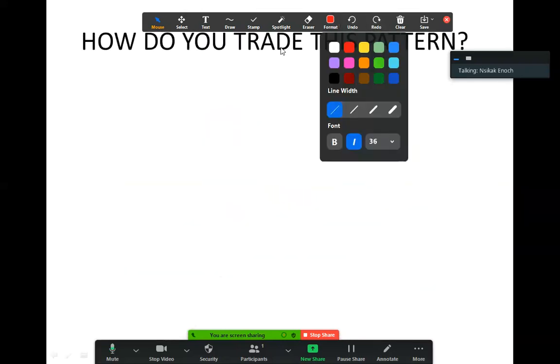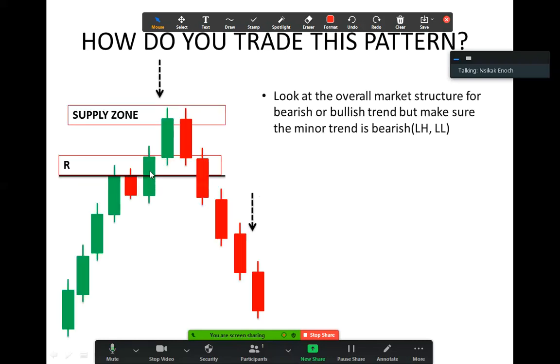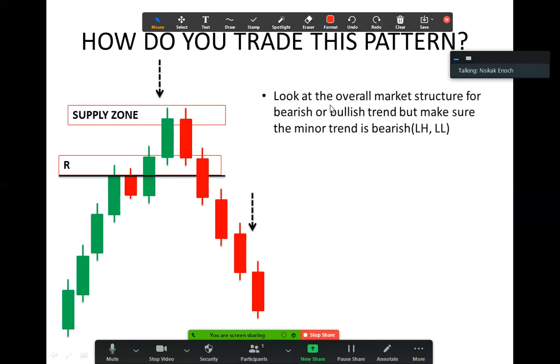So how do you trade this pattern? Let's say you want to trade this supply zone pattern. What are the rules you must follow? Number one, look at the overall market structure, bearish or bullish trend, but make sure the minor trend is bearish. For instance, if you want to trade here, we look at the overall market structure. Make sure that it is a trendy market.